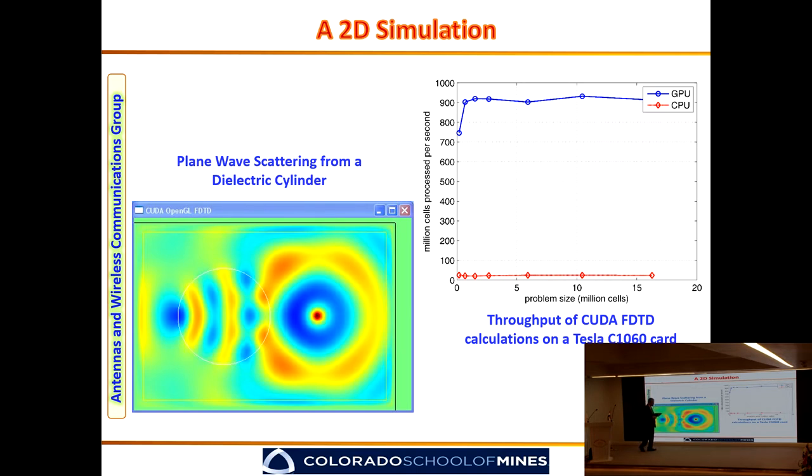But the thing that we have here is that the calculations are being done on the GPU. And the animation on the screen is basically done with the same card, which is the GPU. If we run this on the CPU, that would be our performance. If we run it on the GPU, that's basically our performance. So 900 million cells per second execution for a two-dimensional problem on a GPU that's doing the calculation and visualization as well.